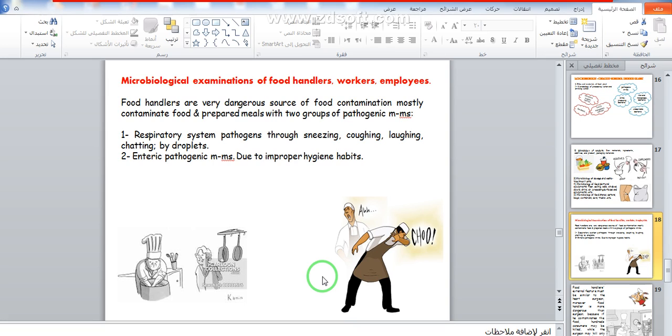Microbial examinations of food handlers, workers, employees. The food handlers are a very dangerous source of food contamination because they are in contact with food from farm to fork. So they may contaminate food and prepared meals with two groups of pathogenic bacteria or microorganisms. Number 1, respiratory system pathogens through sneezing, coughing, breathing, chatting by droplets. Number 2, enteric pathogens due to improper hygiene habits.